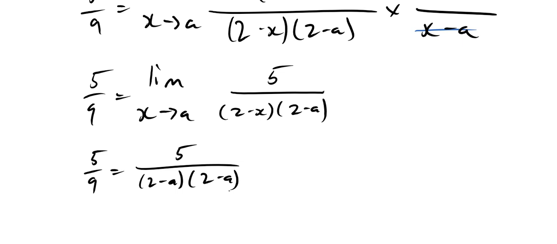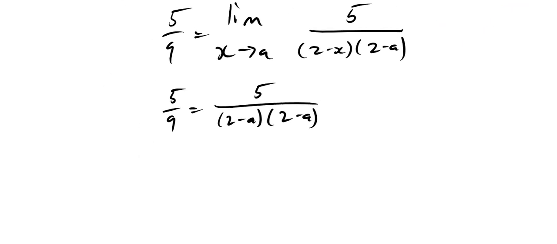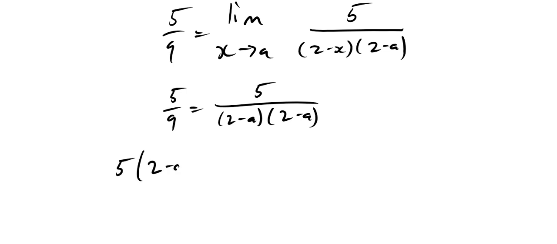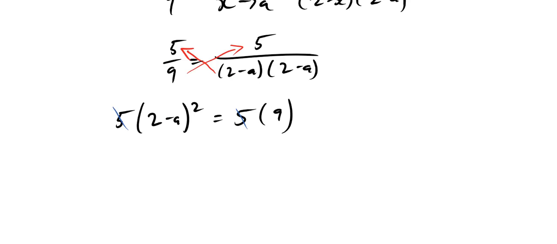Two minus a all squared. And I'm just going to solve this. So this is 5 times 2 minus a all squared equals 5 times 9. So I multiplied the 9 up. We okay with that? And I can drop the 5s because I can divide both sides by 5. And I get 2 minus a all squared equals 9.